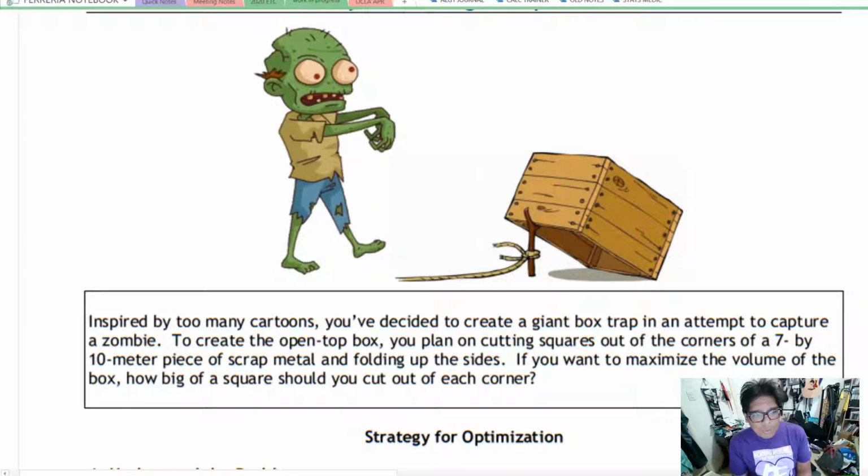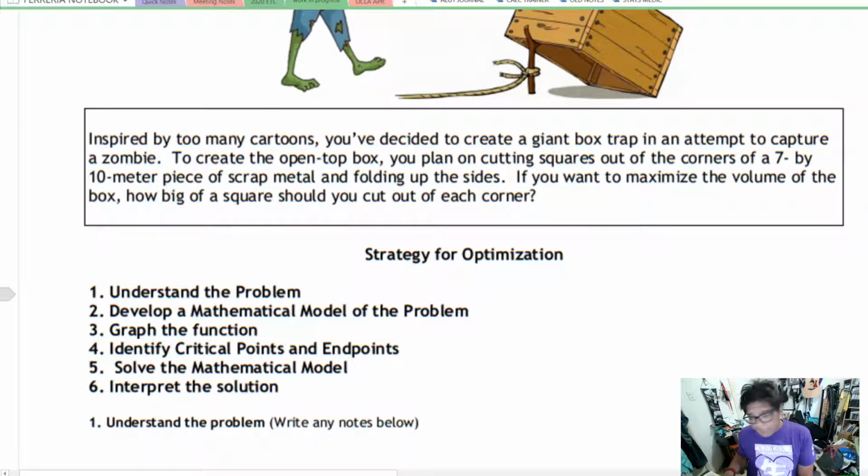And you're going to cut out the corners and fold up the sides. And if you want to maximize the volume of the box, how big of a square should you cut out of each corner? So that's a really interesting question. Here are our strategies for optimization here.